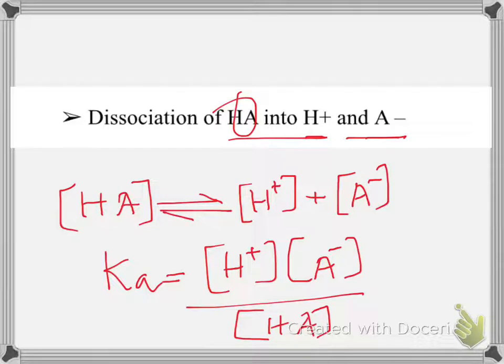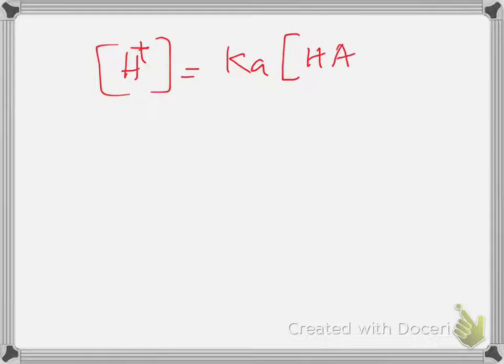Now we can rearrange this equation. By rearranging the equation of Ka for solving H plus, we get H plus equals Ka times HA divided by A minus. Then convert this to logarithmic functions.